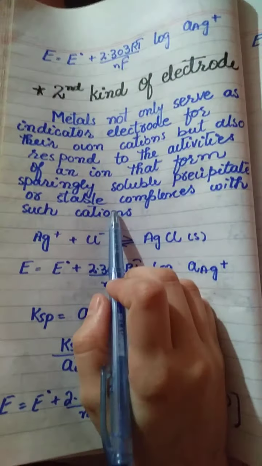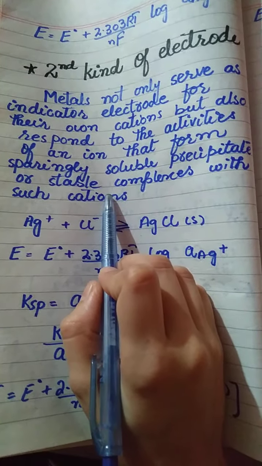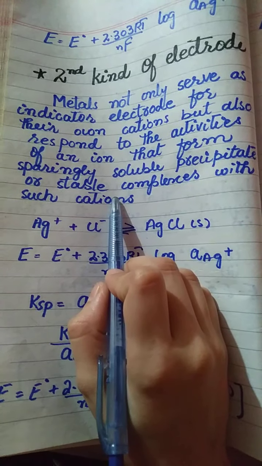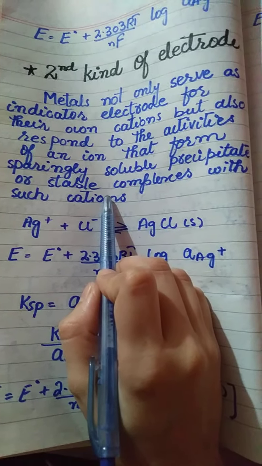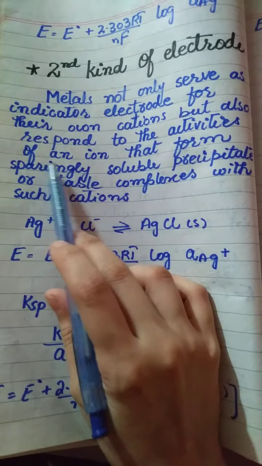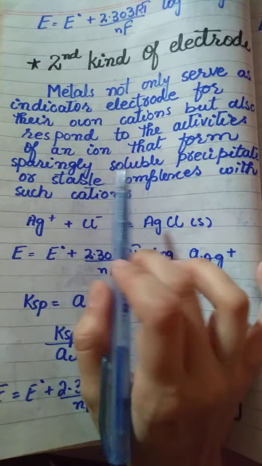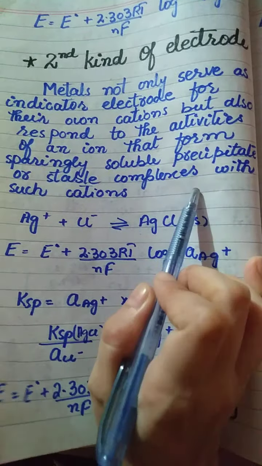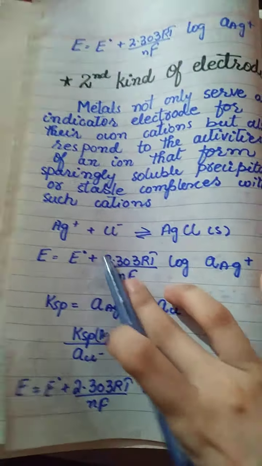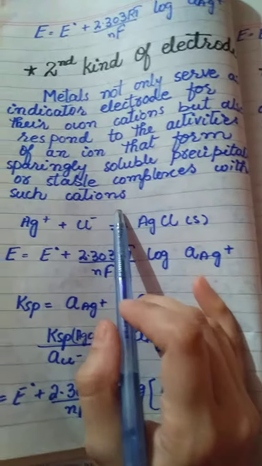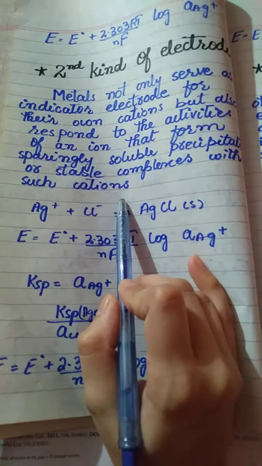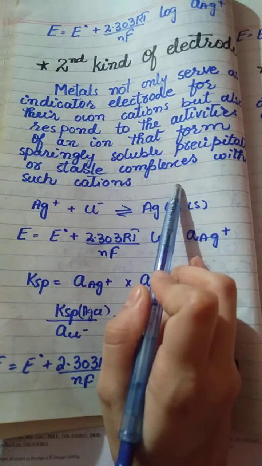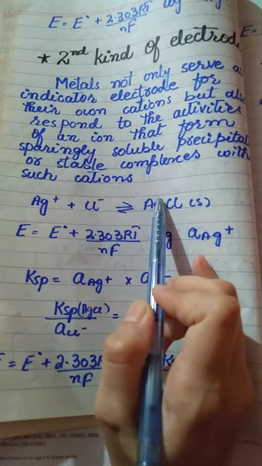Now what is the second kind of electrode? Metals not only serve as indicator electrodes for their own cations but also respond to the activities of an anion that forms a sparingly soluble precipitate or stable complexes with such cations. So we can say the second kind of electrode is mostly used to find out the potential or activity of anions.